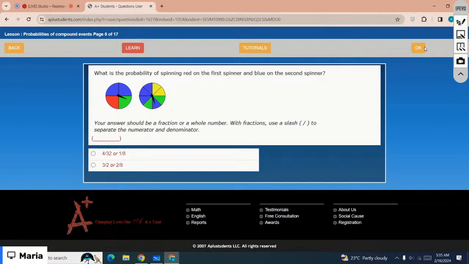What is the probability of spinning red on the first spinner and blue on the second spinner? So which is the correct option? 1 out of 4 for spinning red, and spinning blue is 4 out of 8. 1 by 4 times 1 by 4 is, yeah, that is 4 over 32 or 8. Option number 1 is the correct option, right?